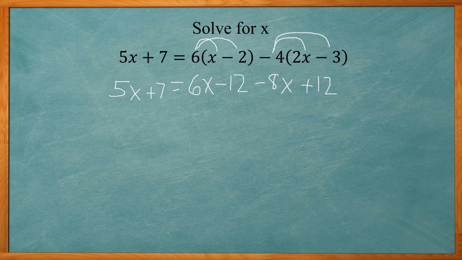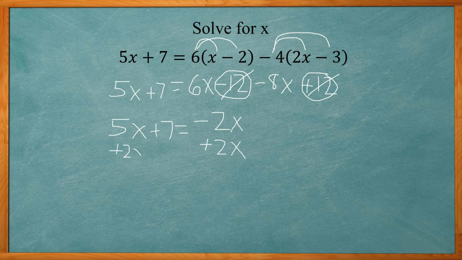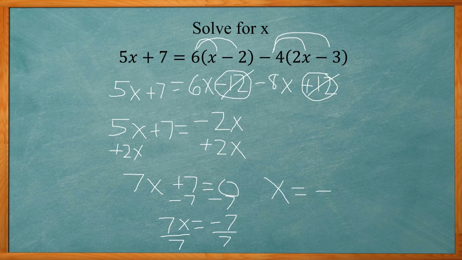Then on the same side here, the right side, we combine like terms. Negative 12 plus 12 adds up to 0, so those go away. And then 6x minus 8x gives you negative 2x. And just bring down the 5x plus 7. I want to get the x's to the same side, so I want to add 2x to both sides. That leaves me with 7x plus 7 equals 0. Then I want to subtract 7 from both sides, which gives me 7x equals negative 7. To get the x by itself, I need to divide by what's in front of it, so divide by 7 on both sides. So x is going to equal negative 1.